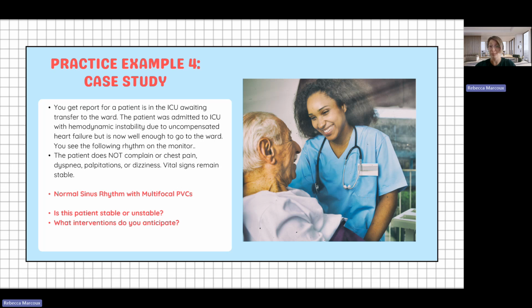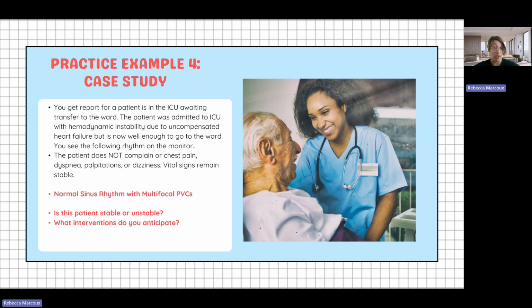We're all human. So I would want to look back at the previous strips. Is this new? If it's new, I'd want to let the MD know. It could be due to myocardial ischemia, electrolyte imbalances, or acidosis.